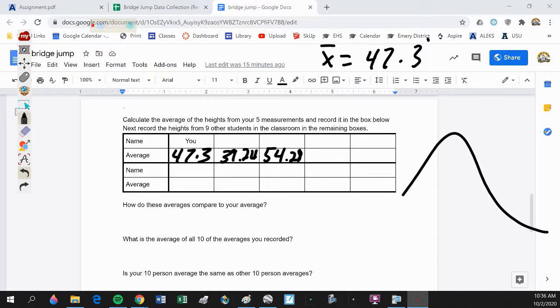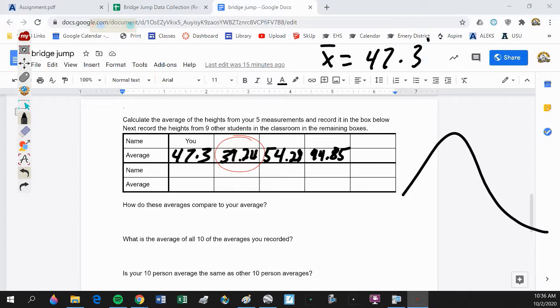54.28. Okay, this is boring. I'm done with that. Okay, so I keep doing that. And then how do these averages compare to my average? Well, they're pretty close. That one's quite low. That's okay. We don't expect a lot out of you.